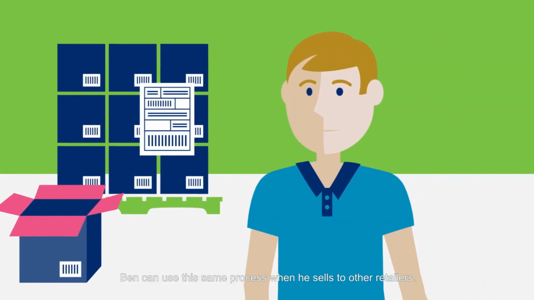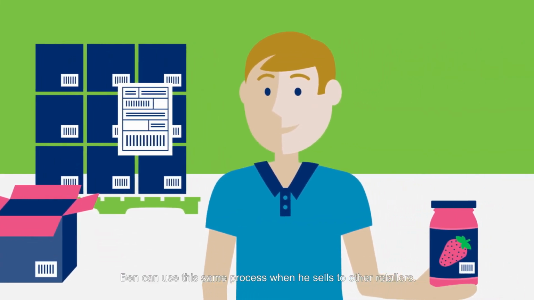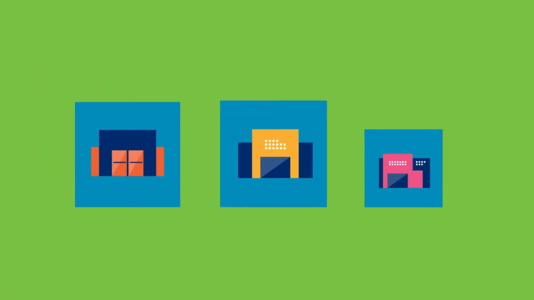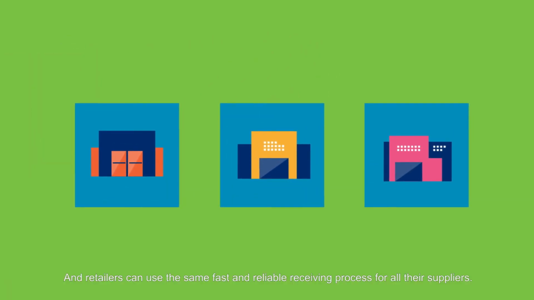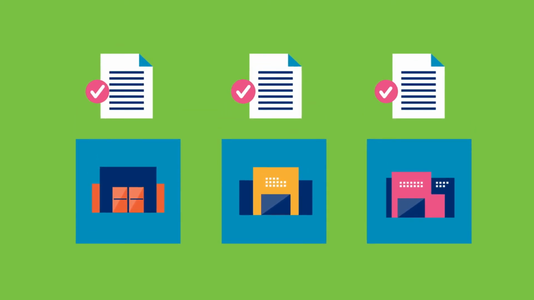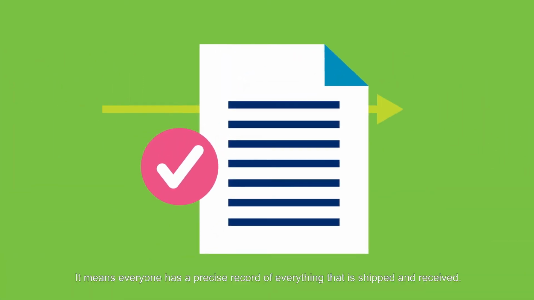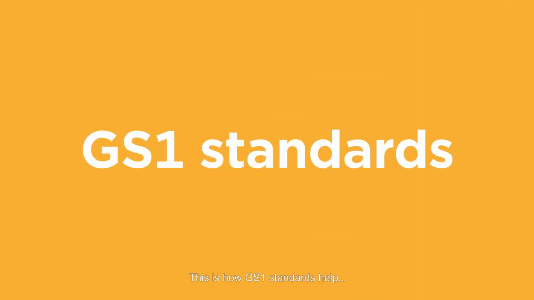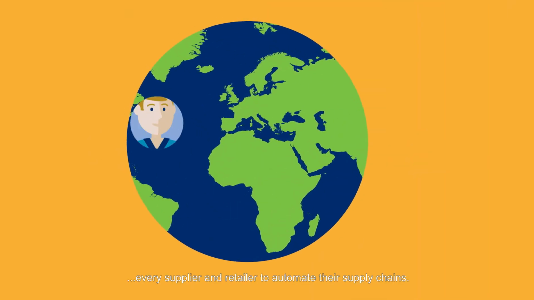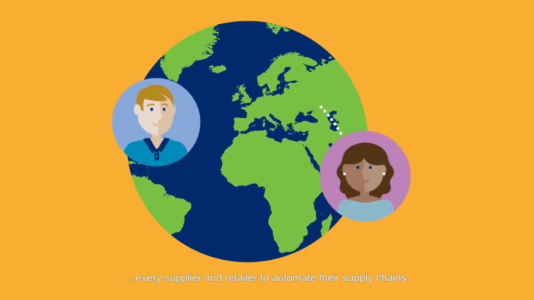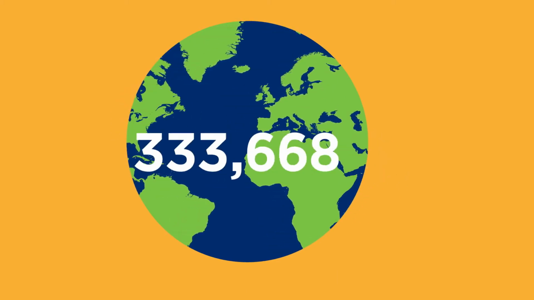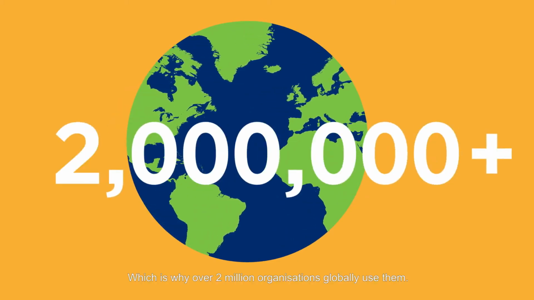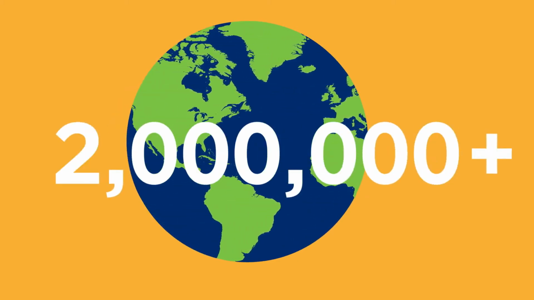Ben can use this same process when he sells to other retailers. And retailers can use the same fast and reliable receiving process for all their suppliers. It means everyone has a precise record of everything that is shipped and received. This is how GS1 standards help every supplier and retailer to automate their supply chains, which is why over 2 million organizations globally use them.